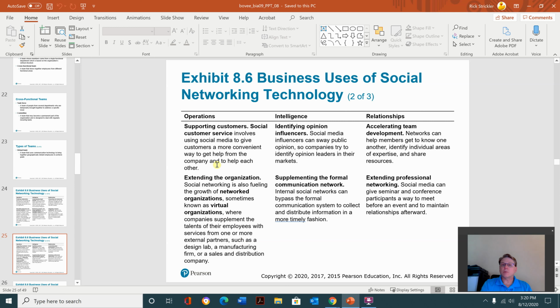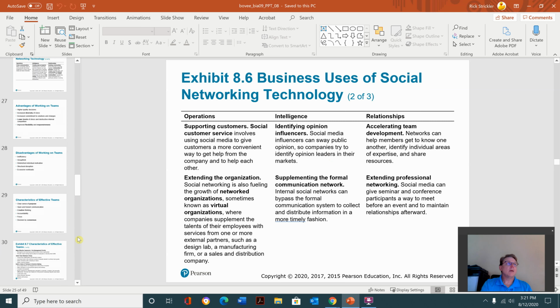Then businesses use social network technology to support customer services, extending the organization, and identifying opinion influencers. This is huge. There are so many opinion influencers right now that people are relying on to decide whether they want to purchase something or not. So you want to make these people very happy with your products so that they can recommend them to other people. Okay. And we're just about out of time.